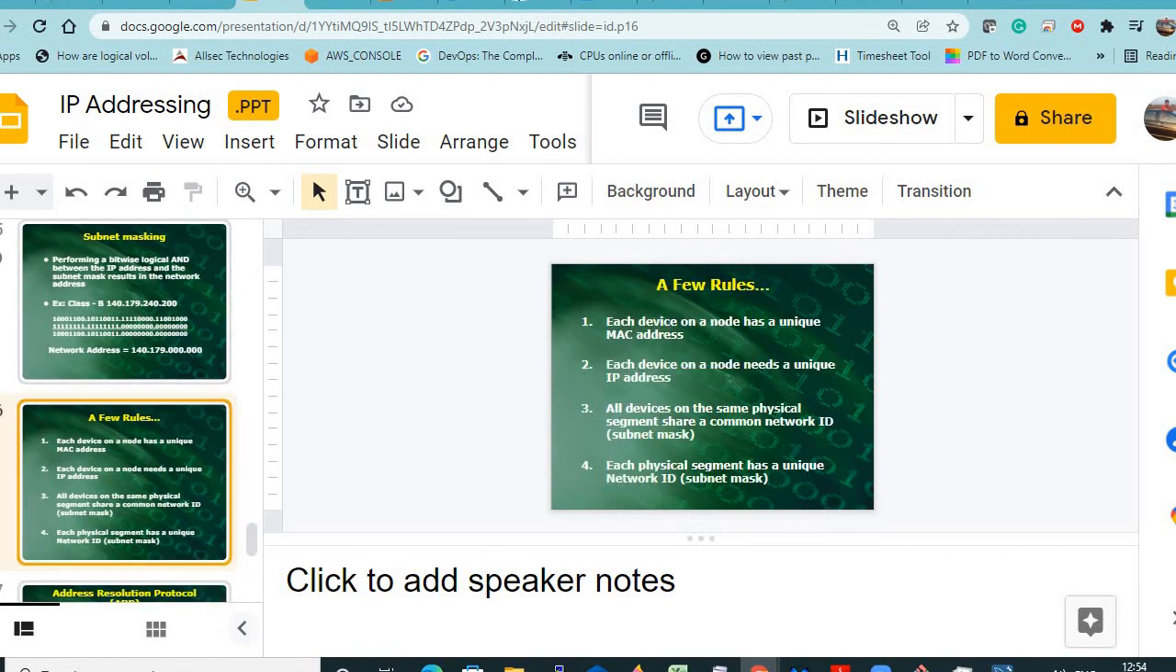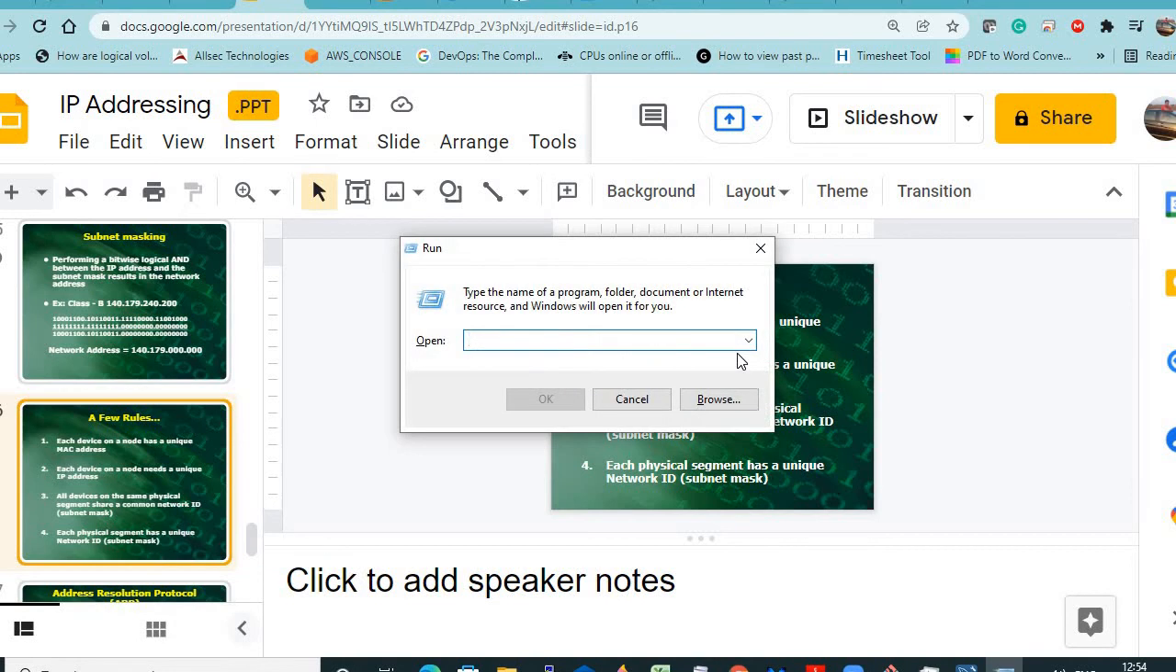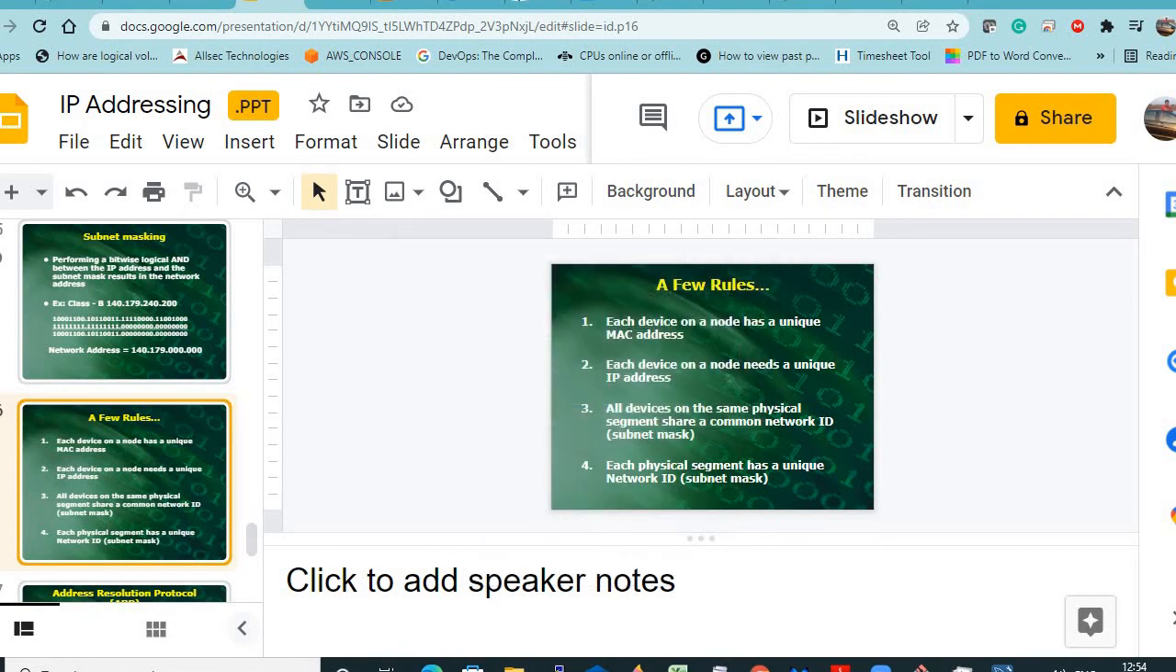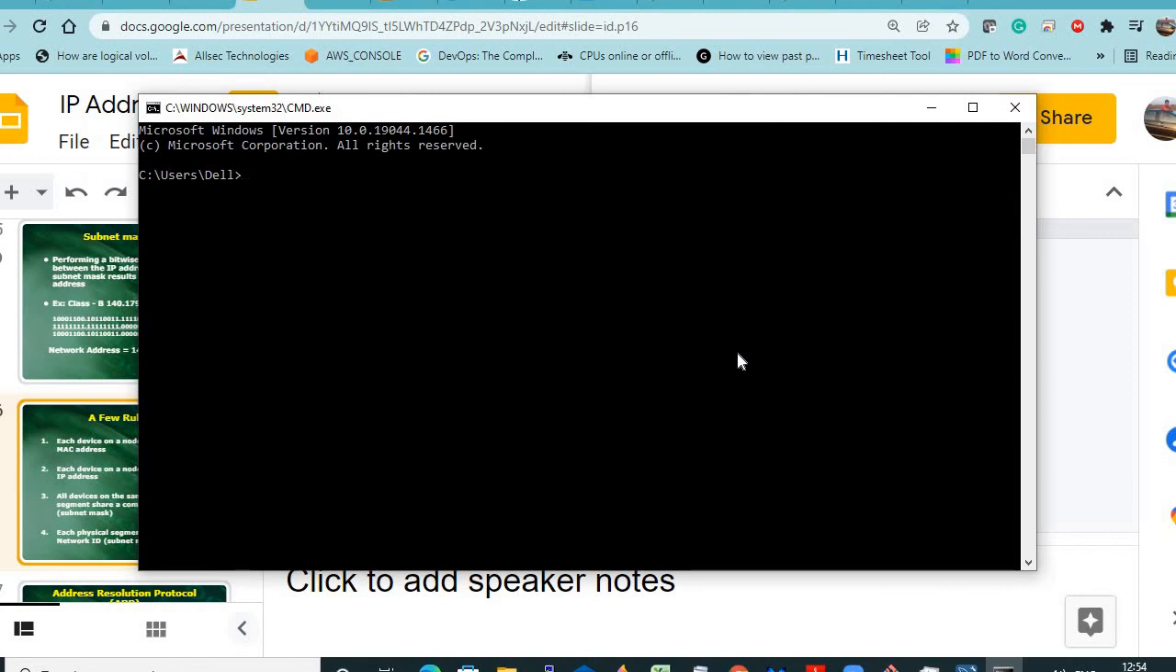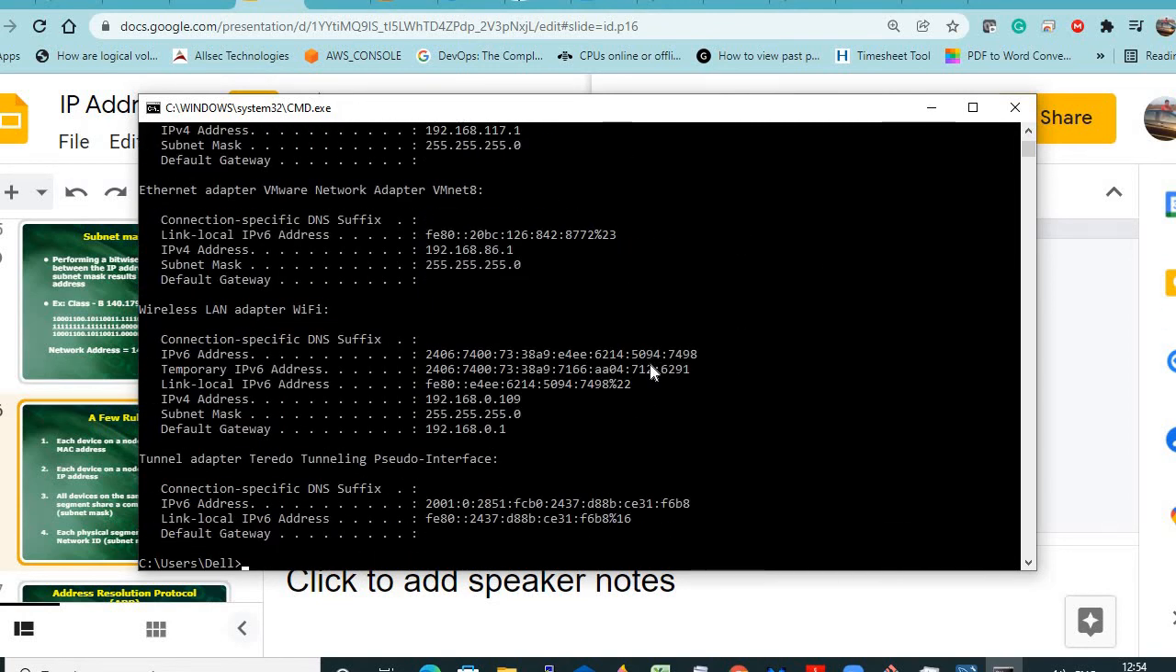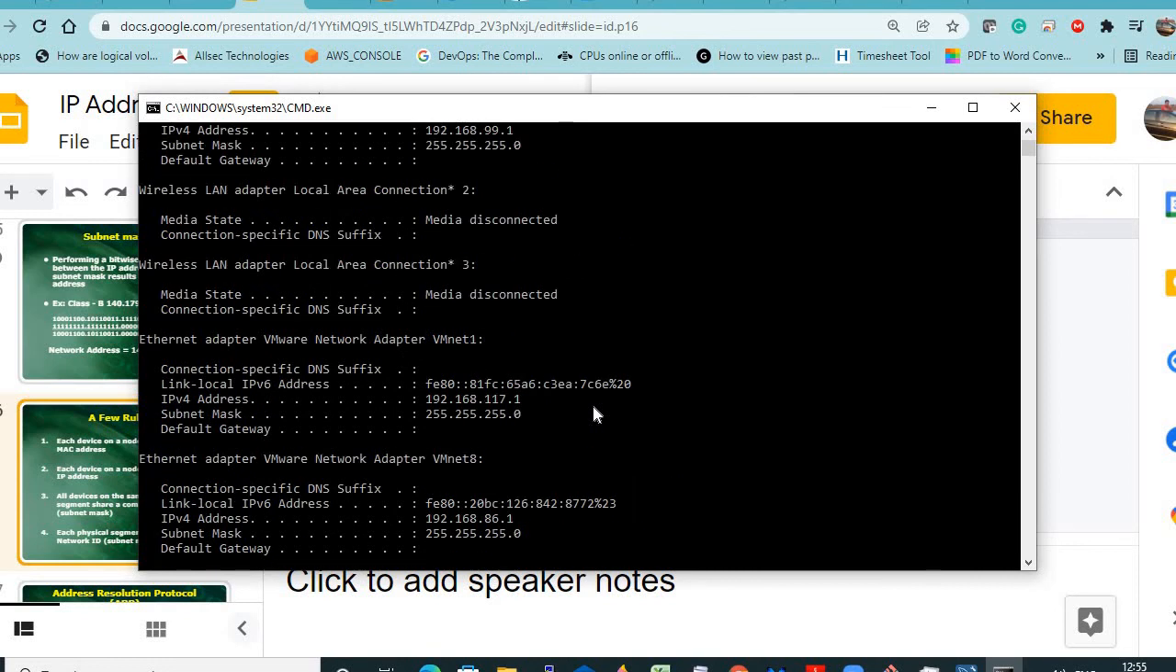Now, a few more things to consider before we wind up this session for today. Every device has a unique MAC address. So how will you find that? Just press the Start button and R, and type CMD. Then type ipconfig. You will have a unique hardware MAC address.